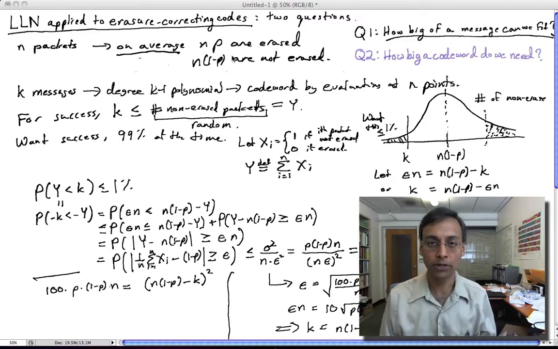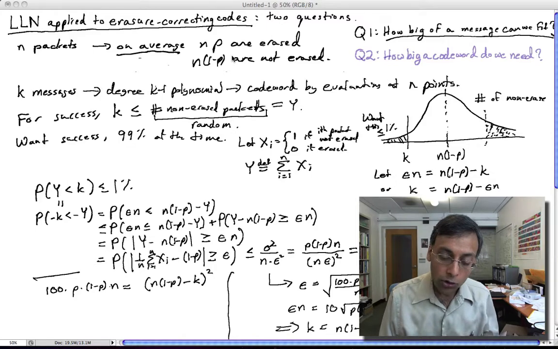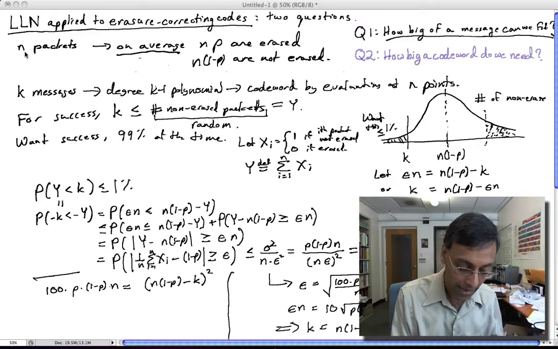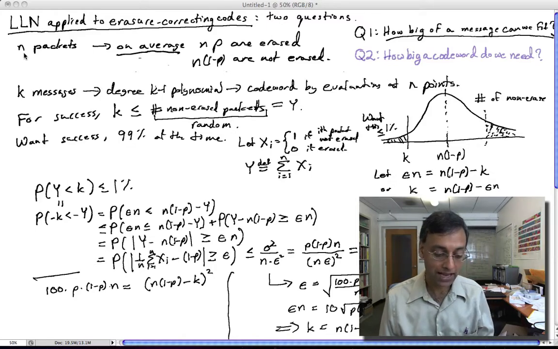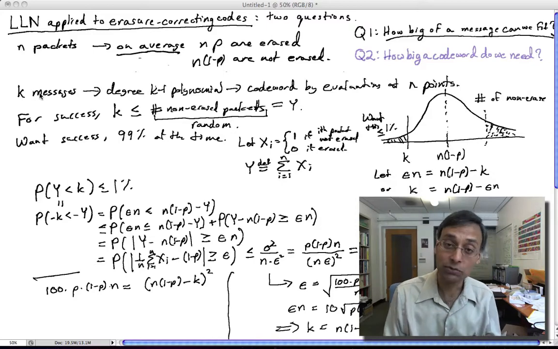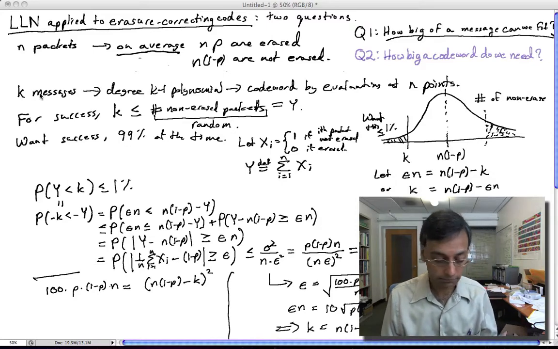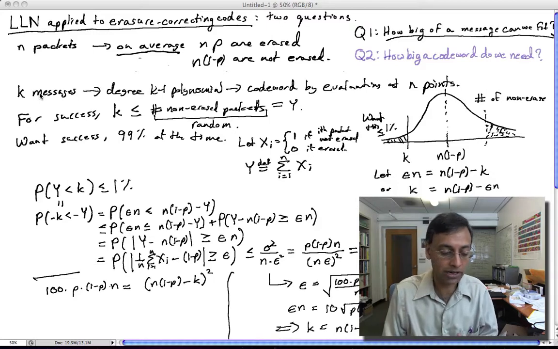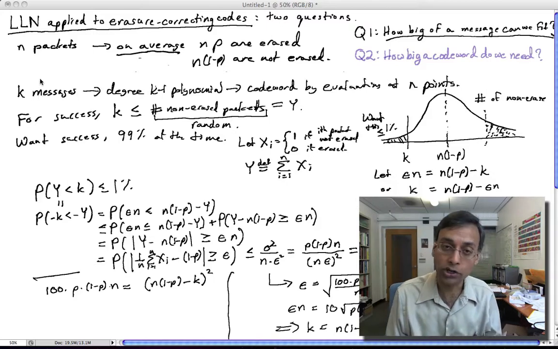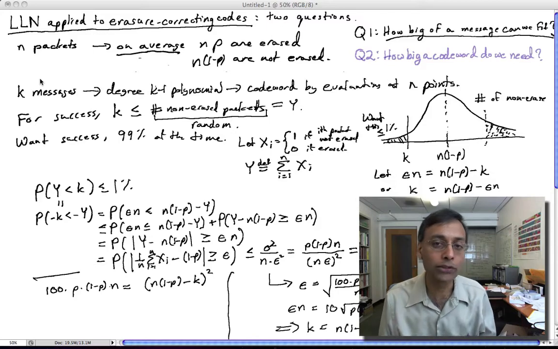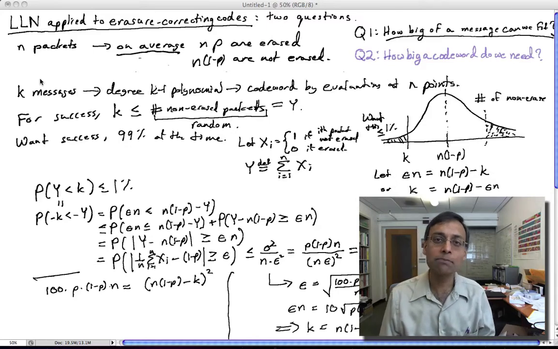Same problem as before, except before we took the length of the code word n as a given and we asked how many messages can we safely pack into that code word. Well, now let's turn it around. Suppose it's more natural to think that we have a certain amount of messages we want to transmit and we would like to know how long of a code word we would need to do that. You can see it's the same basic problem, but how do we turn it around? How does that analysis work?